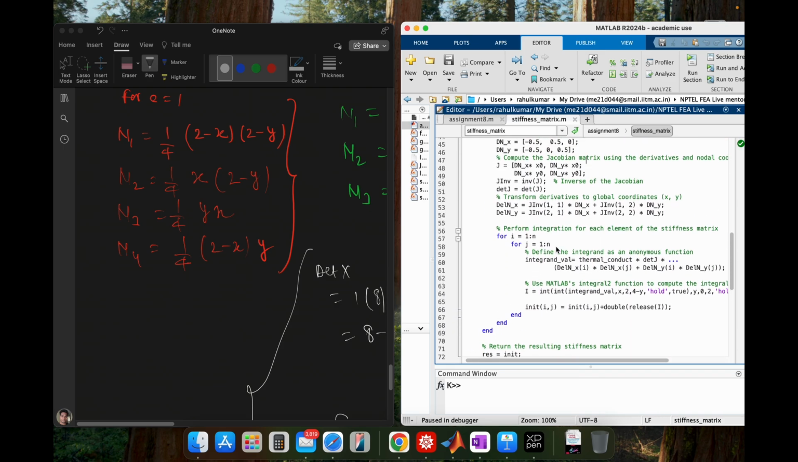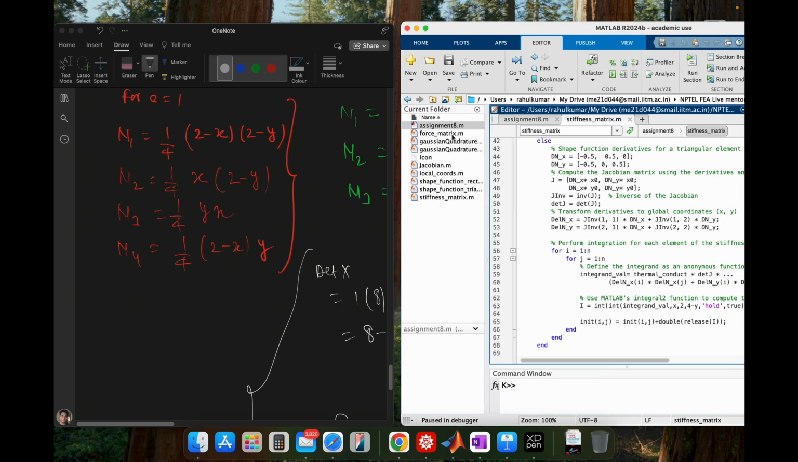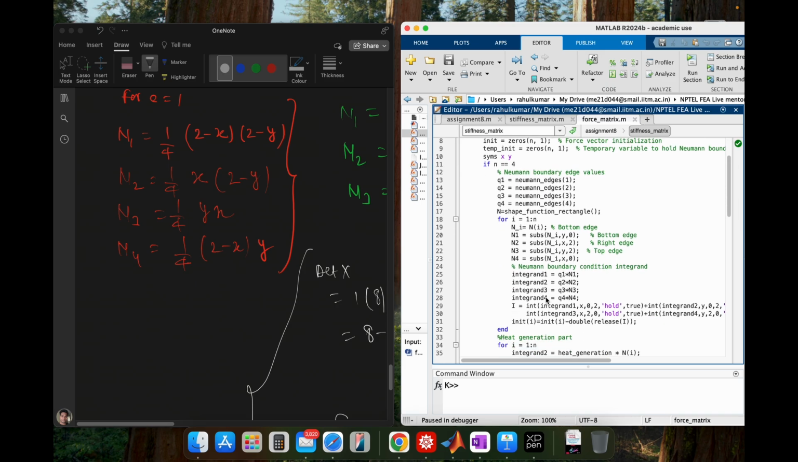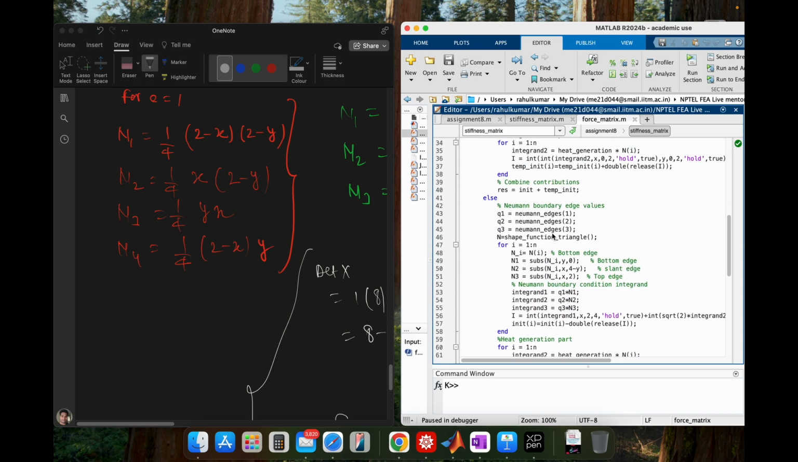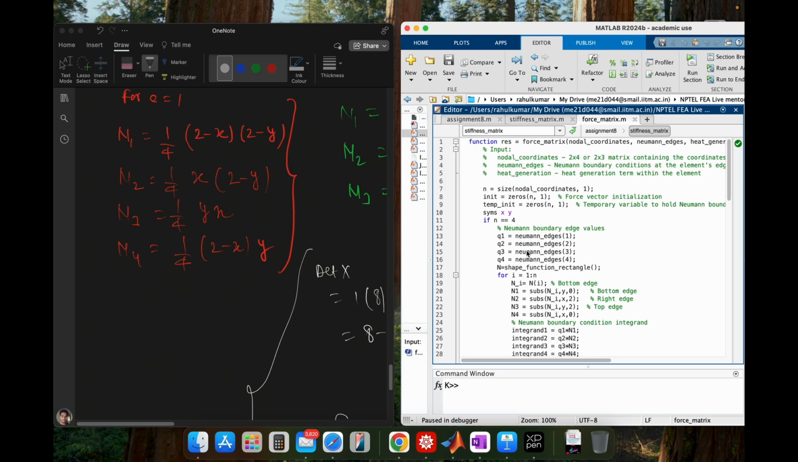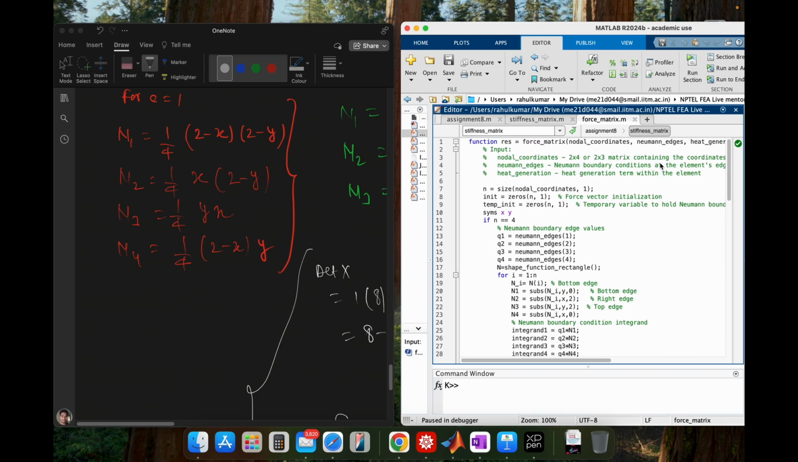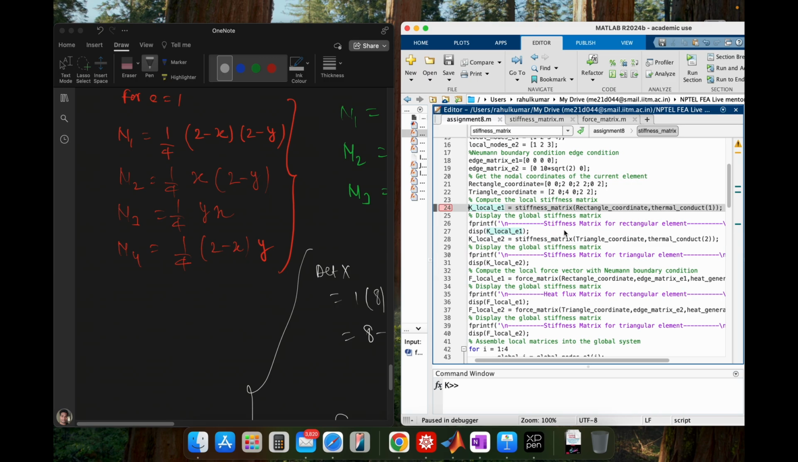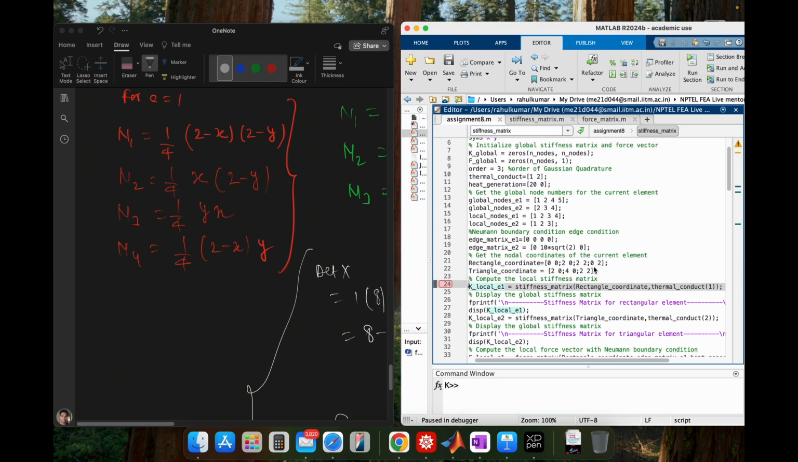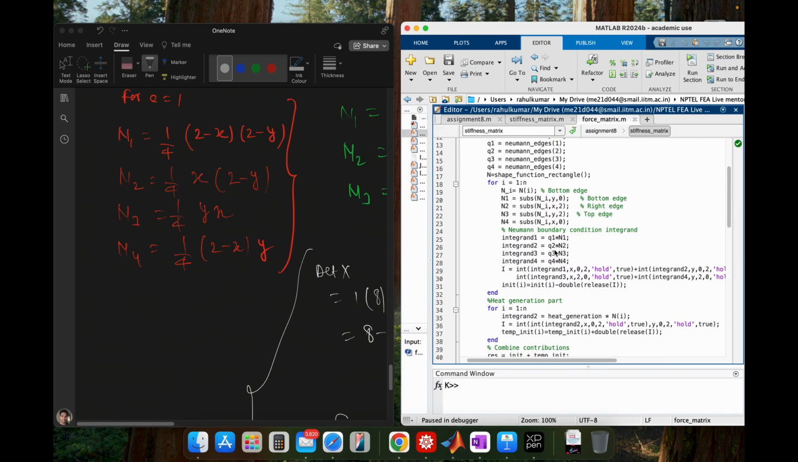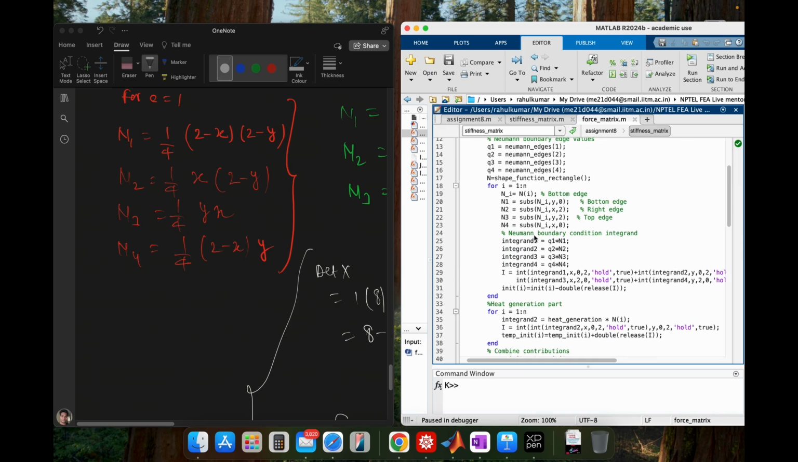Okay, and let's move to the force matrix. The first part is for the rectangle, and the second part is for the triangle. So for the rectangle, it will take Q1, Q2, Q3 and Q4 based on the Neumann edges. Here we are first giving the Neumann boundary condition based on the edge matrix. So this is the Neumann edges, and based on that it will find n1, n2, n3.